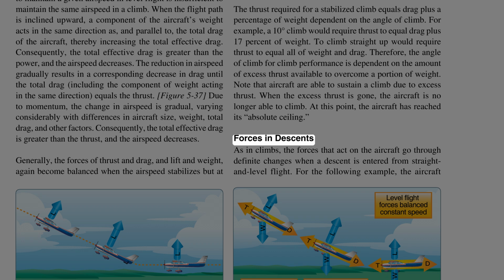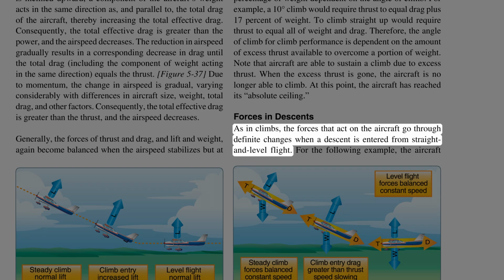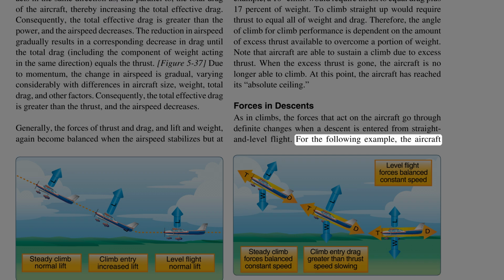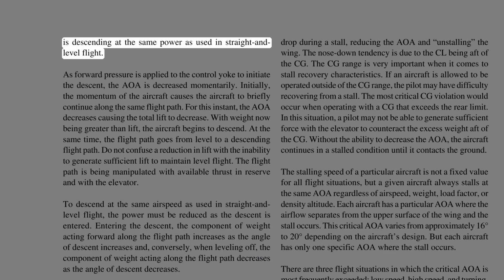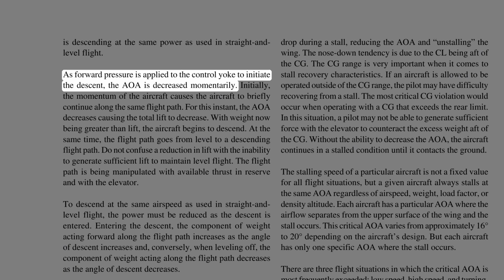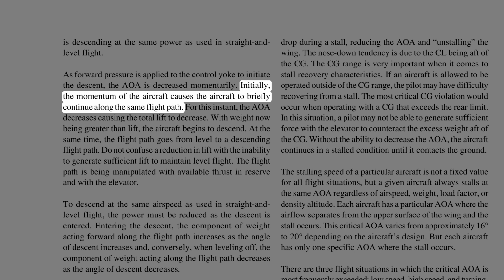Forces in descents. As in climbs, the forces that act on the aircraft go through definite changes when a descent is entered from straight and level flight. For the following example, the aircraft is descending at the same power as used in straight and level flight. As forward pressure is applied to the control yoke to initiate the descent, the AOA is decreased momentarily. Initially, the momentum of the aircraft causes the aircraft to briefly continue along the same flight path.